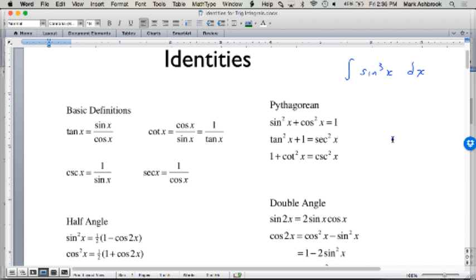All right, so lots of you have the right first step, and that would be to split it apart to sine squared times sine. Lots of you got that. That's key. Now we have a choice, right?